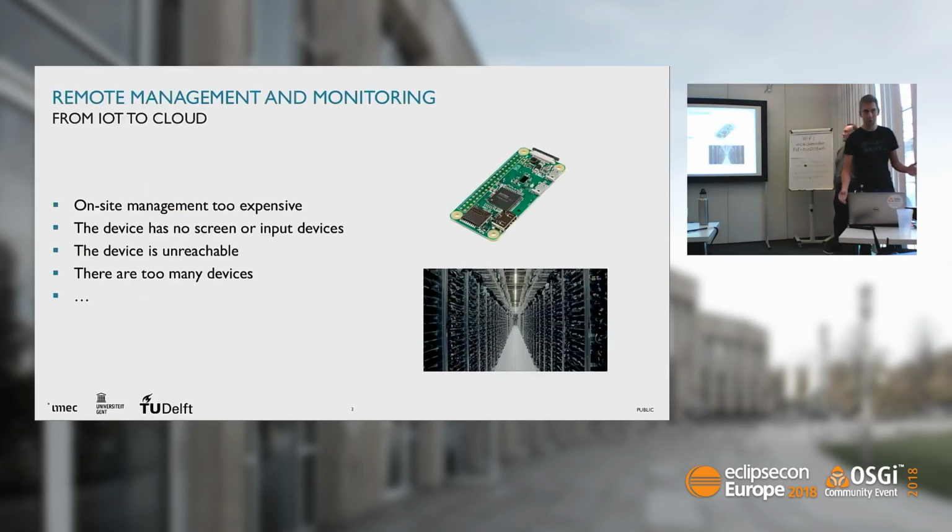So remote management and monitoring is kind of, you just need it, right? Either you cannot go on site every time to inspect your device and to check whether everything is still running, or it's very hard to attach a screen or an input device to one of your devices. Your device may be unreachable. We heard a keynote from ESA. If you have a drone on Mars or a rover on Mars, it's hard to go out there and see whether everything's still running. Or there might just be too many devices out there in the field that you cannot go out there and inspect all of them.